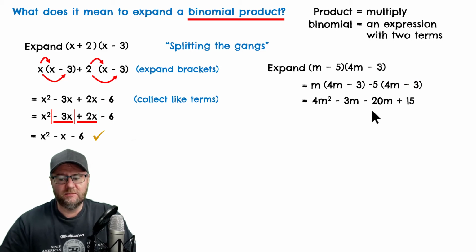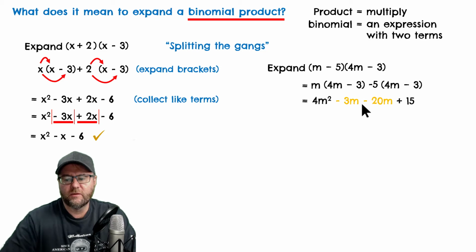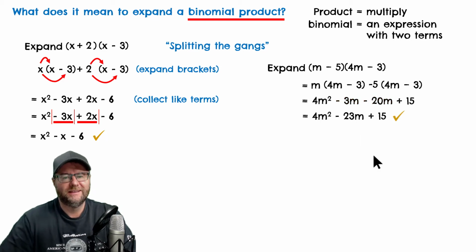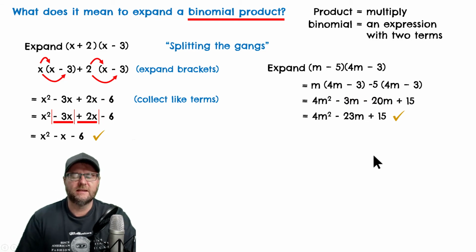Are there any like terms? Yeah, I can see the m's here. So I've got negative 3, take away another 20, gets me negative 23. But don't forget that they are m's, so I leave the m there. And we have now expanded that one. All right, hopefully you can see the ideas were exactly the same.